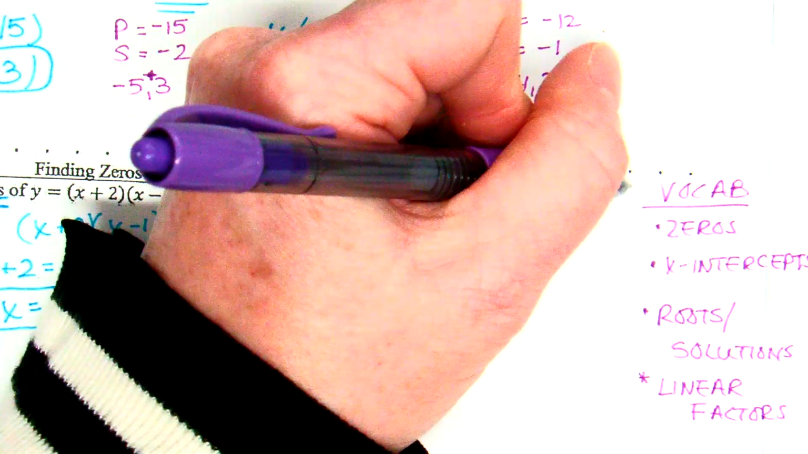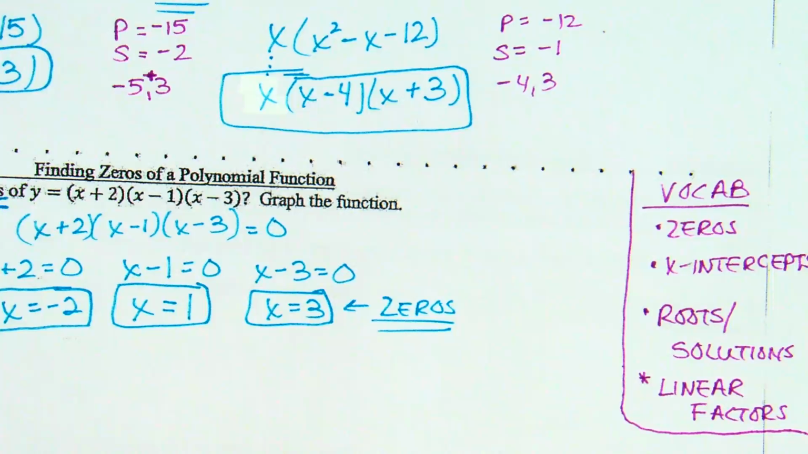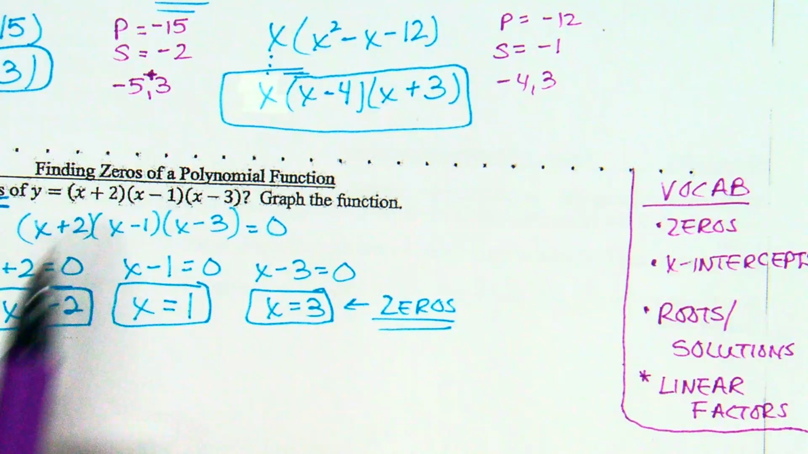So, just a little bit of vocabulary to tie all those pieces together. Once you realize, if you're asked to find the zeros, the x-intercepts, the roots, the solutions, it's all the same idea, and they're all coming from these linear factors.